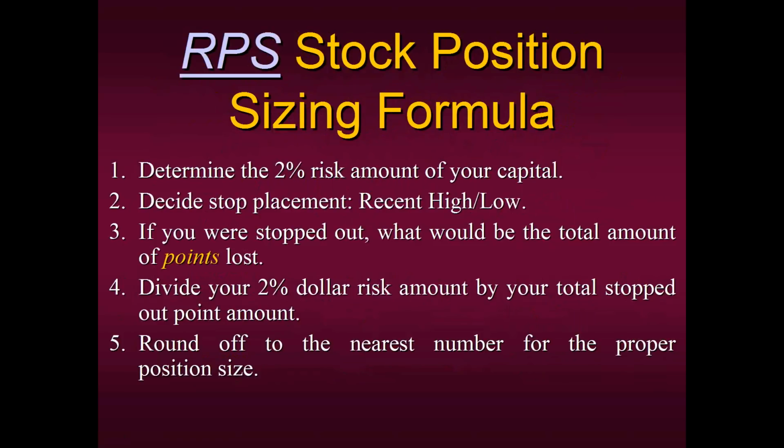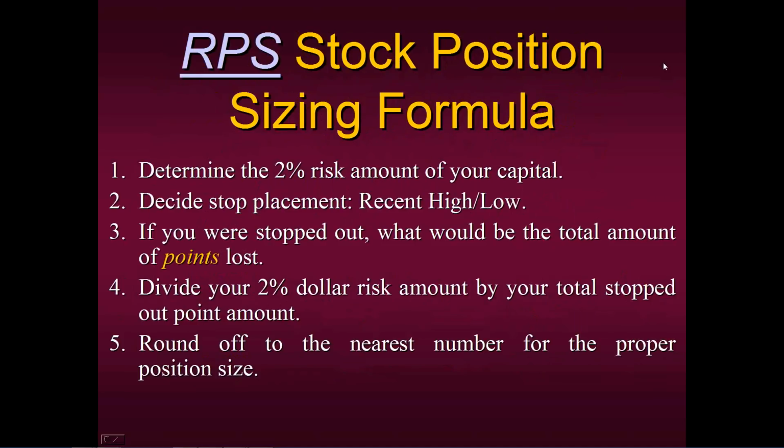All right. So once you've decided where your stop is, and this is all done prior to the trade, this is all done before you pull the trigger: if you were stopped out, what would be the total amount of points lost? Okay, so if you wanted to buy at 50 and your stop placement was at 48, well, the total amount of points lost would be 2 points. Now divide your 2% dollar risk amount by your total stopped out point amount. Now I know this seems a little complicated, but don't worry, I'll show you some more slides. It'll be really simple to understand. And once you divide that, you'll round off to the nearest number, and that gives you the proper position size.